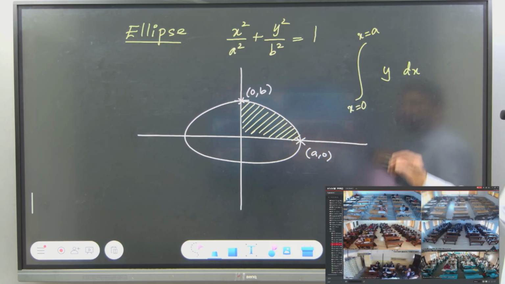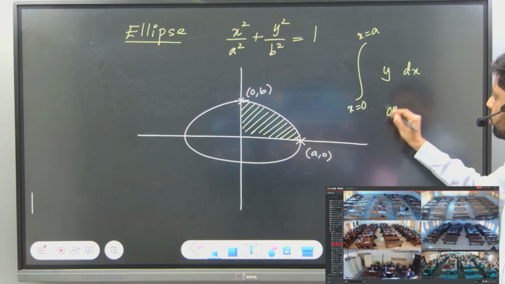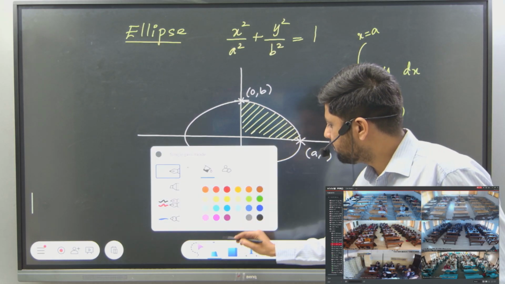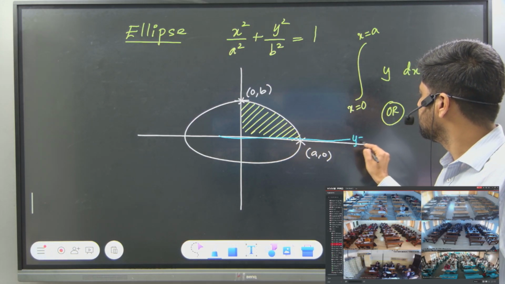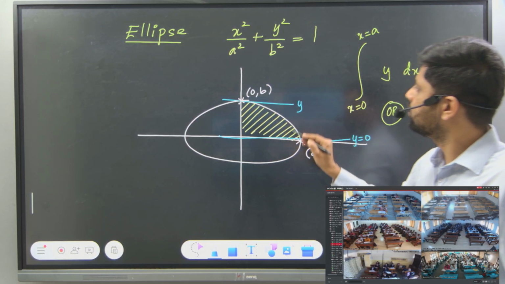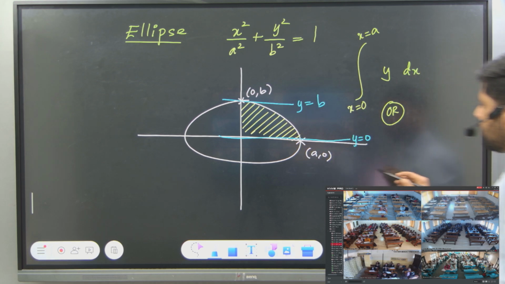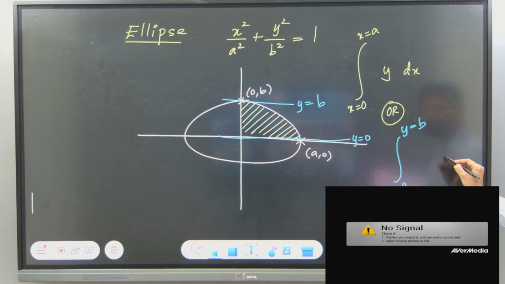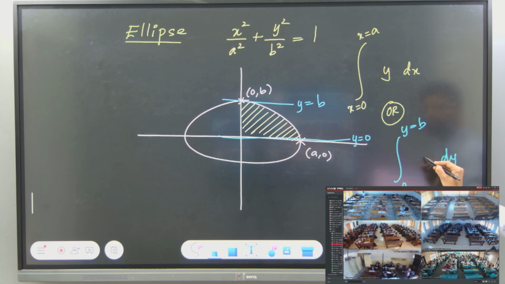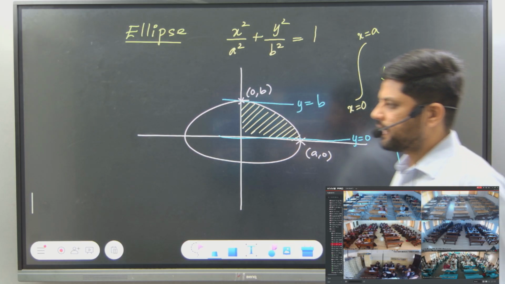One more way to do this particular problem is, I can also vary y. If you observe, y is equal to 0 here. What is y here? Y is b. Or y is equal to 0 to b. What am I integrating with respect to? dy. What should I write here? X. In this case, both will give you the correct answer.